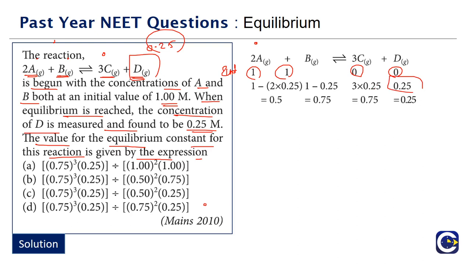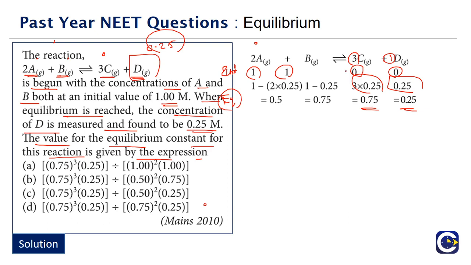Final concentration of D is given as 0.25. If you look at this relation, for every 1 particle of D produced, 3 particles of C will be produced. Meaning if 0.25 molar amount of D is produced, the amount of C that will be produced is 3 times of that, so it is going to be 0.75. So by the time we reach equilibrium, the concentration of D is 0.25, and the concentration of C will be 3 times, 0.75.